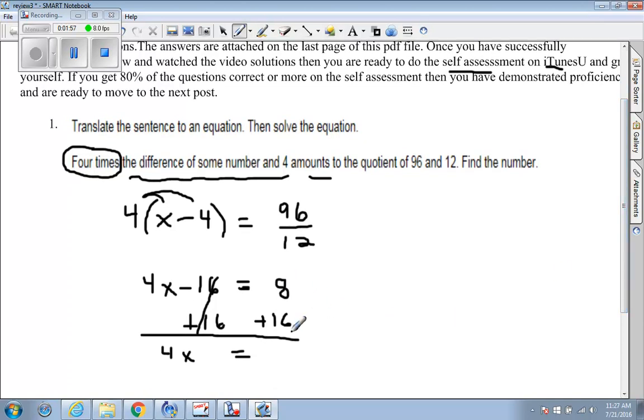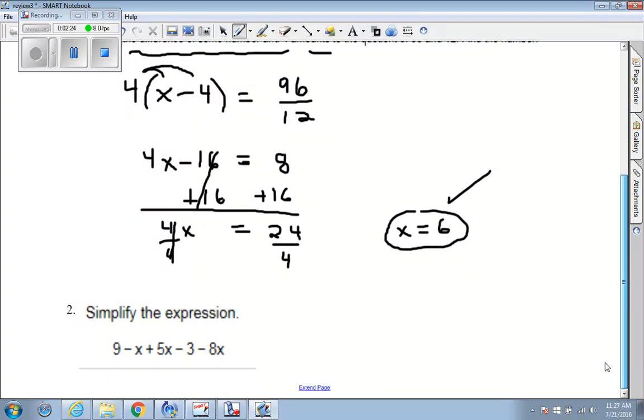So 8 plus 16, 24. And then now we know that we're dividing both sides by 4. And 24 divided by 4 is obviously 6. So arriving at x equals 6. Now we said it's ideal if you can take 6 and throw it back into the original to check your answer. But okay, let's go ahead and move into number 2.